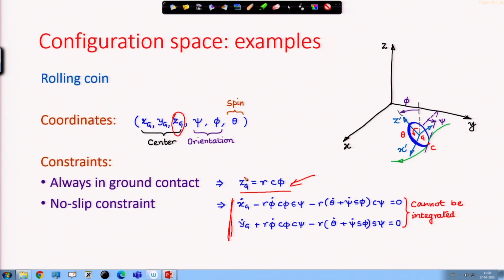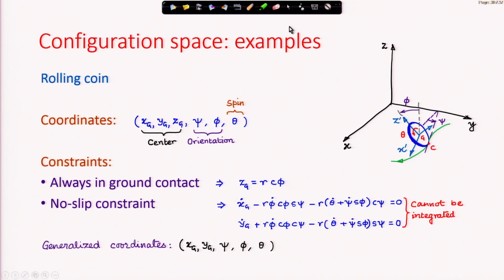But then we can replace this. Zg is a physical coordinate, no doubt, but the generalized coordinates can be xg, yg, psi, phi and theta. Using phi and r, I can calculate Zg, that constraint I have. Therefore, we have only 5 degrees of freedom for a coin rolling on the ground.